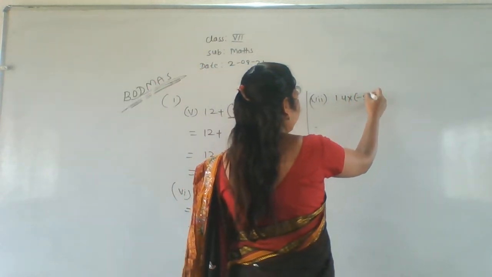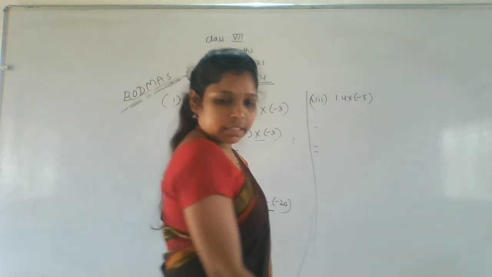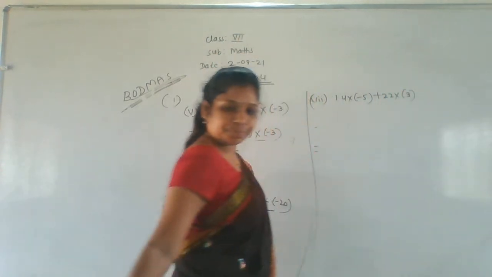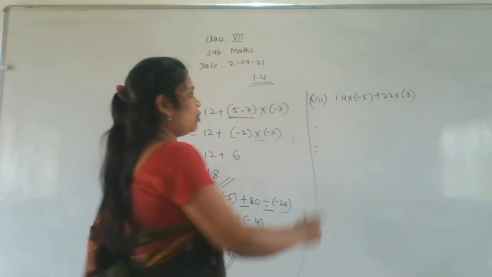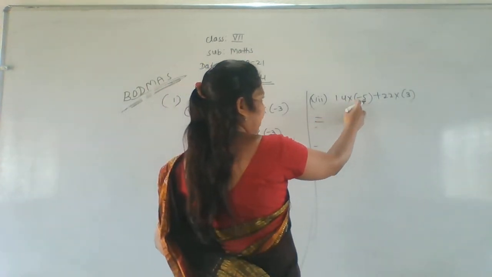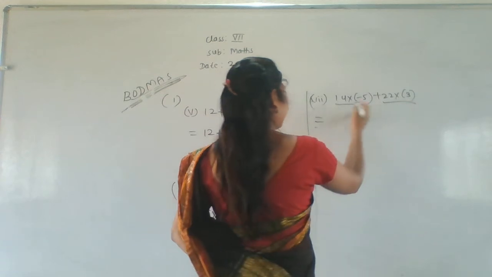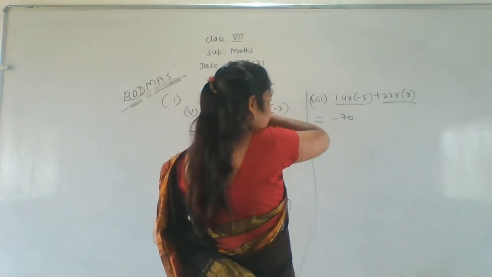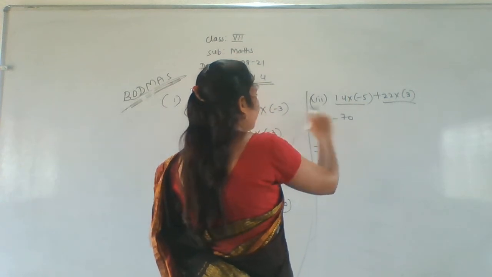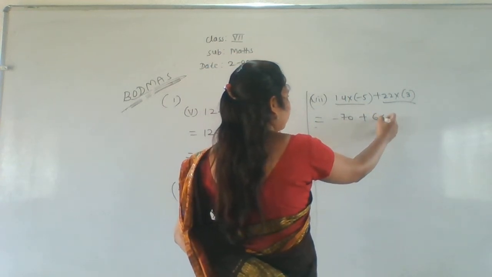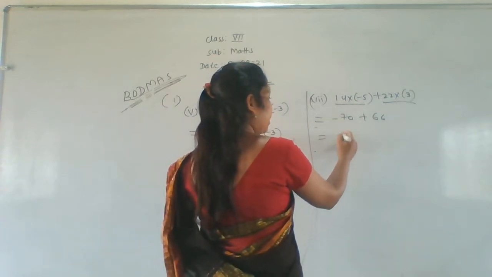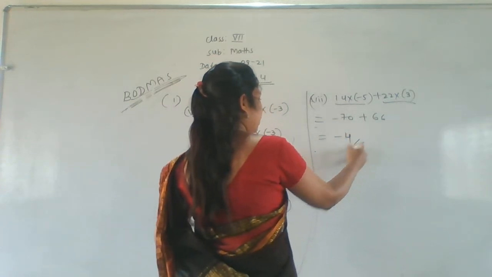14 into minus 5, next, plus 22 into 3. Right? So now solve this. Here is first multiplication. Do this multiplication and this one at a time. 14 5s are 70. Next plus 66 here. One plus and one minus, so we need to subtract the values and write the sign of the bigger number. That will be the minus 4 is the answer.